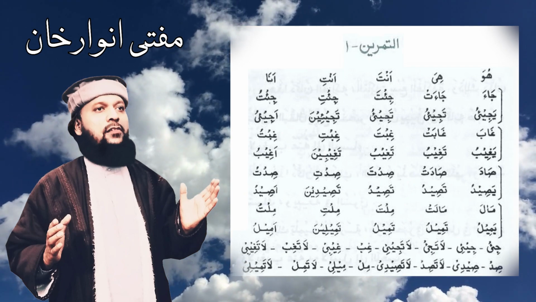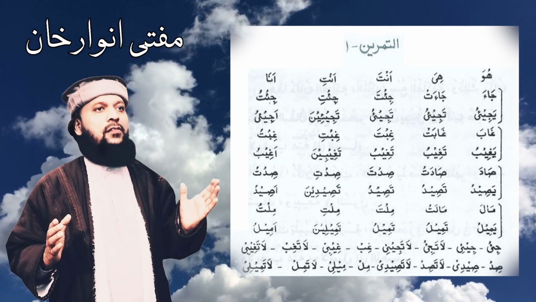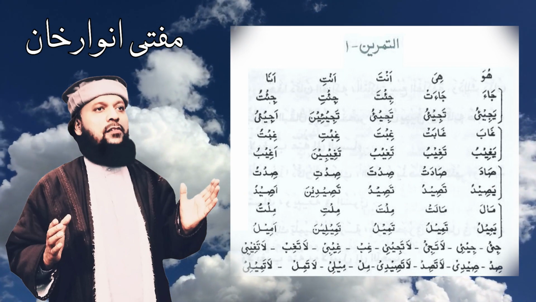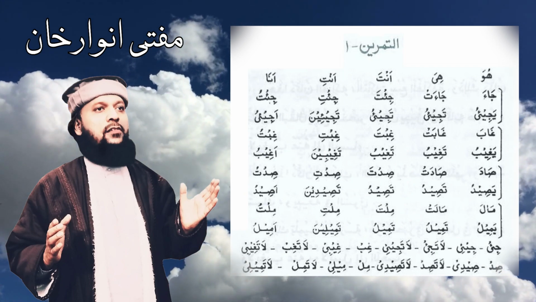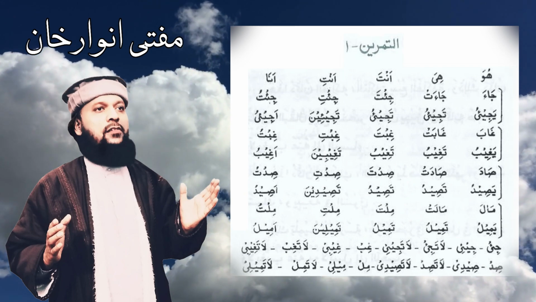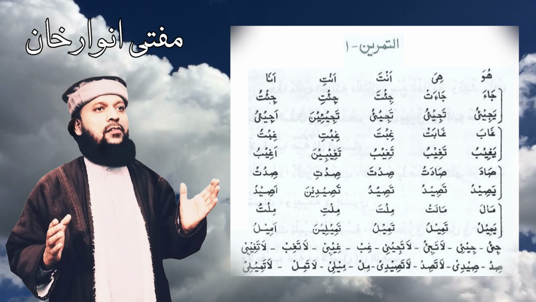Aghibu, I am absent, for masculine and feminine both. Sada, he hunted. Sadat, she hunted. Sidta, you hunted. Sidti, you feminine hunted. Sidtu, I hunted. Yasidu, he hunts. Tasidu, she hunts. And Tasidu, you hunt. Tasidina, you feminine hunt. Asidu, I hunt, for masculine and feminine both.